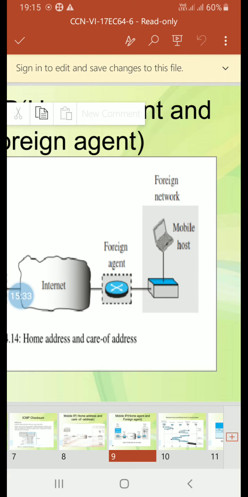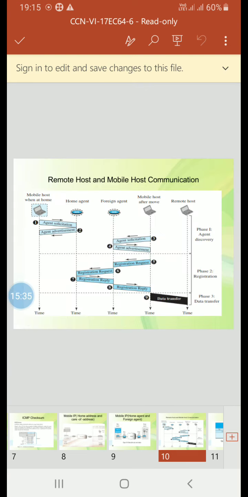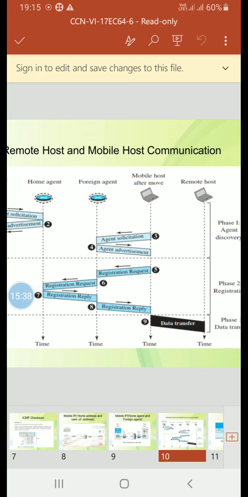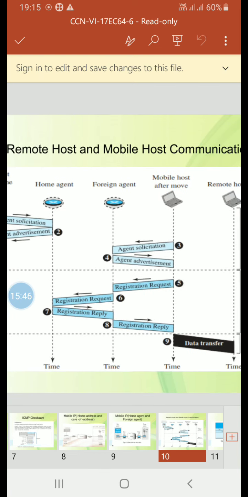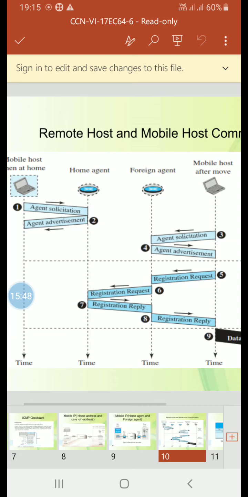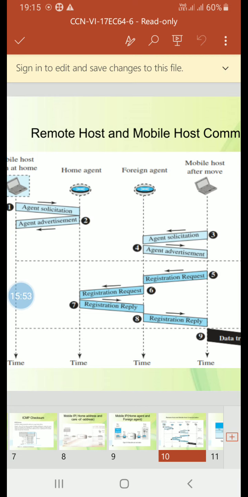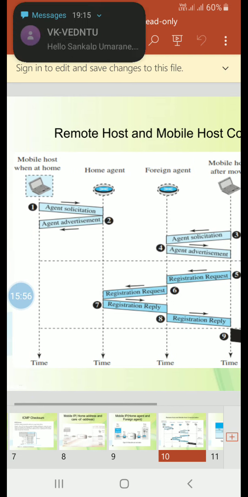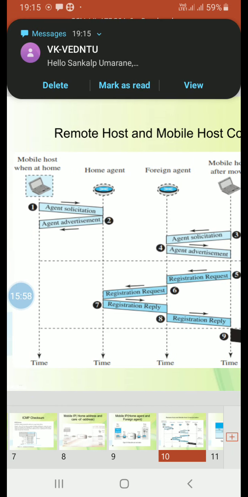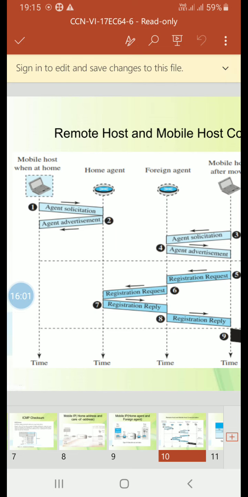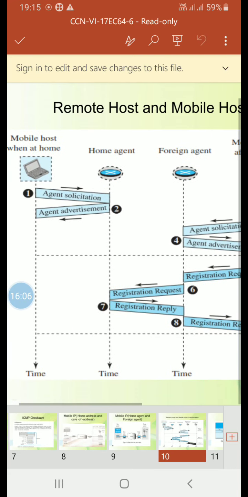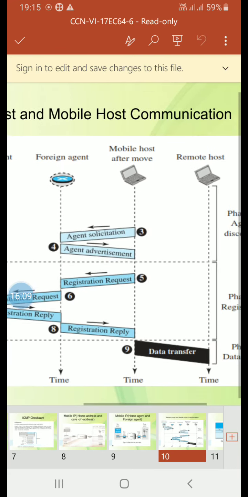So we'll see about the three phases. In order to communicate with a remote host, a mobile host goes through three phases: agent discovery, registration, and data transfer.